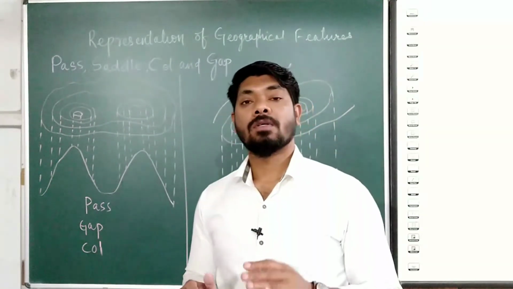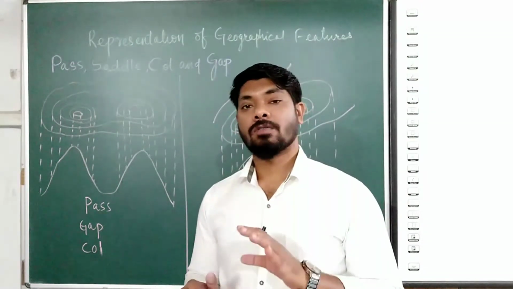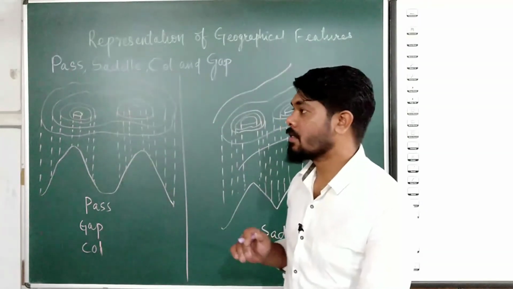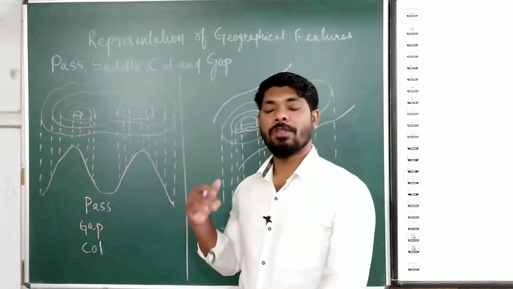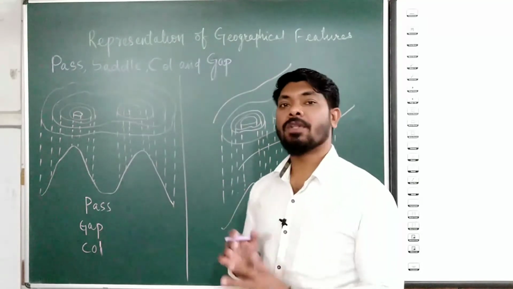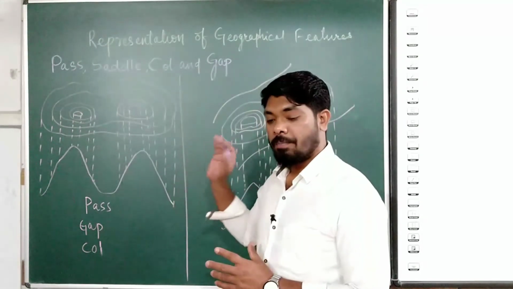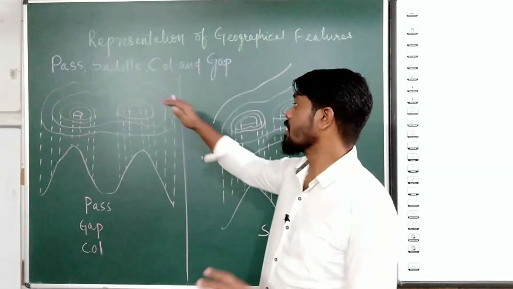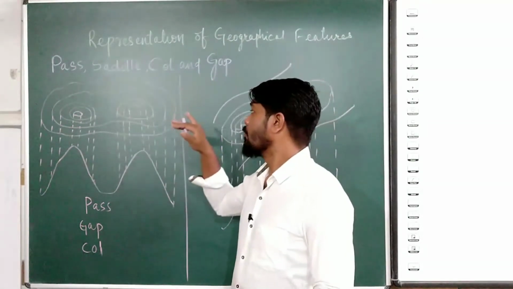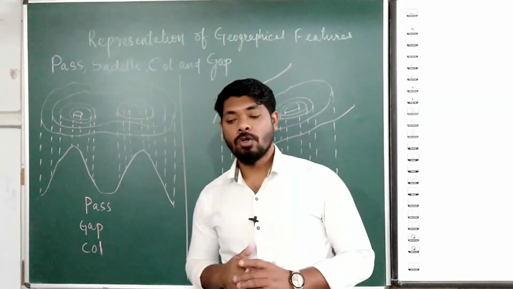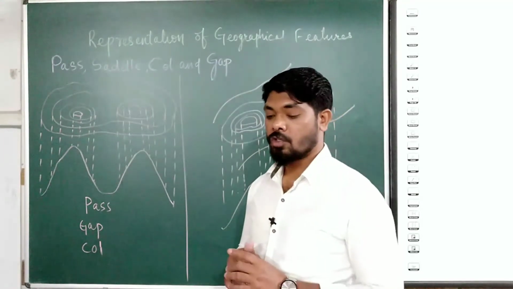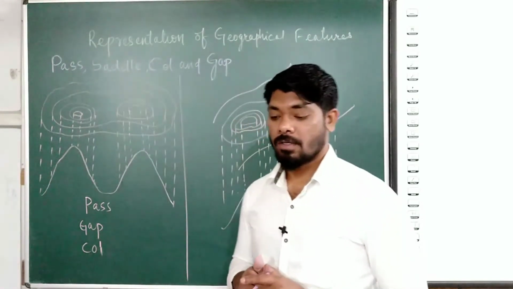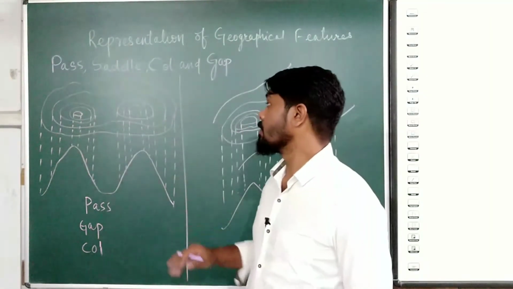We are discussing the representation of geographical features, especially the physical or relief features shown on the topographical map with the help of contour lines. So in this video we shall discuss a pass, saddle, col and gap. We will be discussing these four physical or relief features that are shown on the map. Let me first explain the definitions of these different relief features.